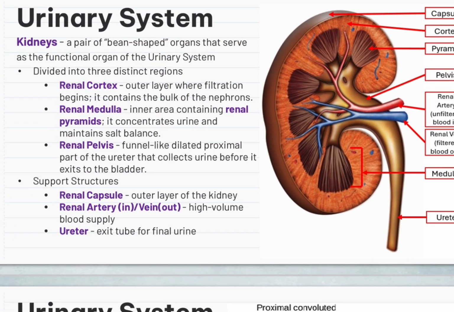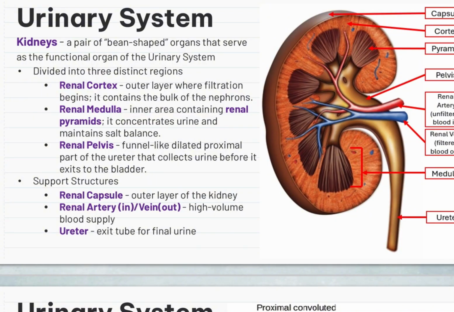Kidneys are a pair of bean-shaped organs that serve as the functional organs of the urinary system. They're divided into 3 distinct regions. The renal cortex is the outer layer where filtration begins, and it contains the bulk of the nephrons. The renal medulla is the inner area containing the renal pyramids, and it concentrates urine and maintains salt balance. The renal pelvis is the funnel-like dilated proximal part of the ureter that collects urine before it exits to the bladder.